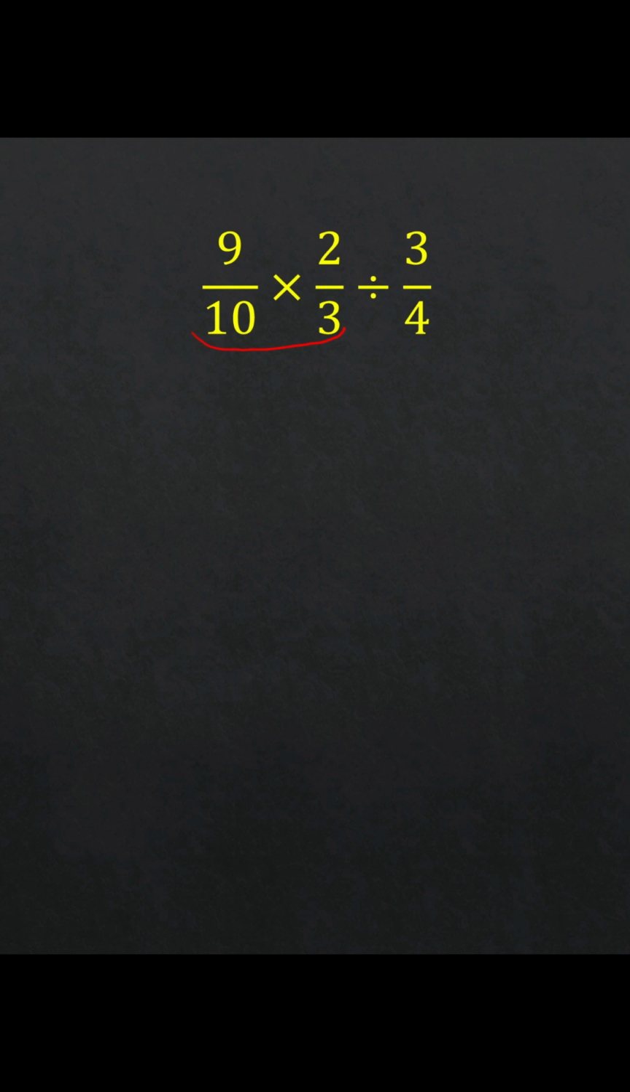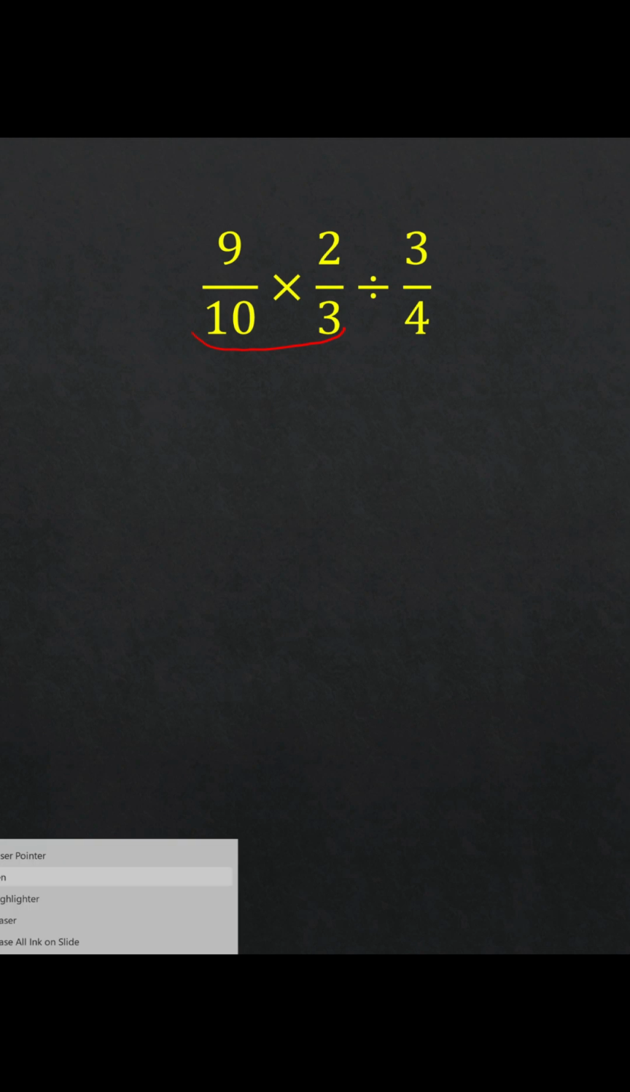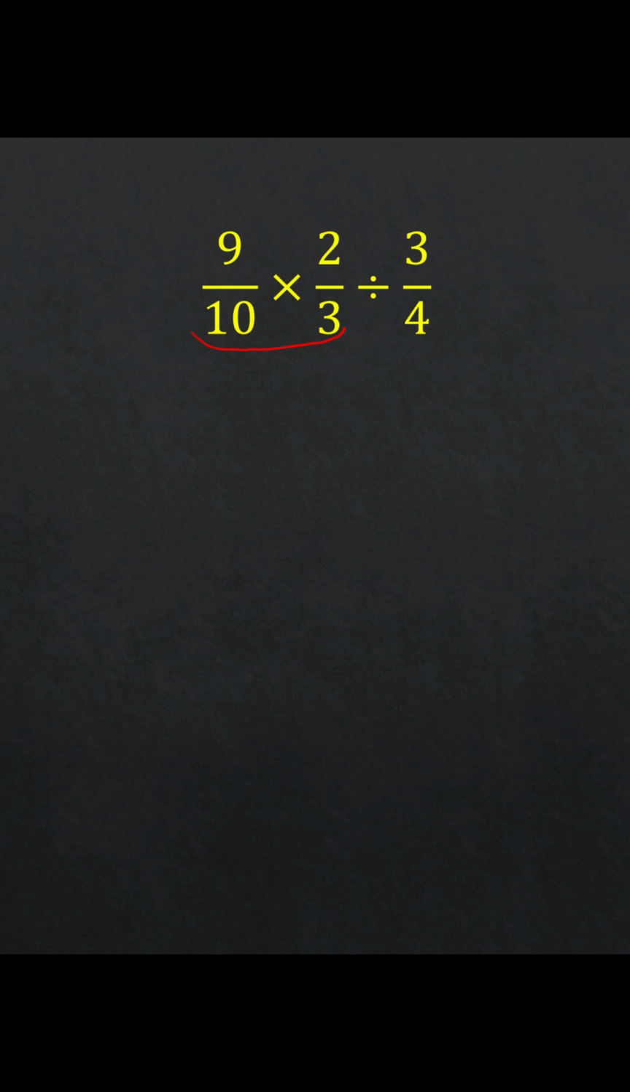So we need to do the multiplication first, since you do multiplication and division from left to right. So 9/10 times 2/3, using the same idea we've talked about. The 9 and the 3 have a 3 in common, so we can pull a 3 out. We'll have a 1 left there. We'll have a 3 left there. The 2 and the 10 will have a 1 left on the top. We'll have a 5 left on the bottom.